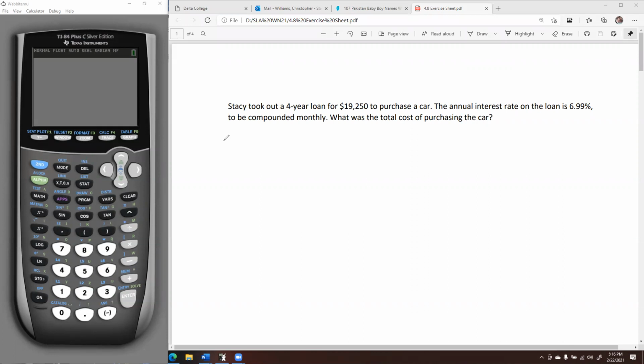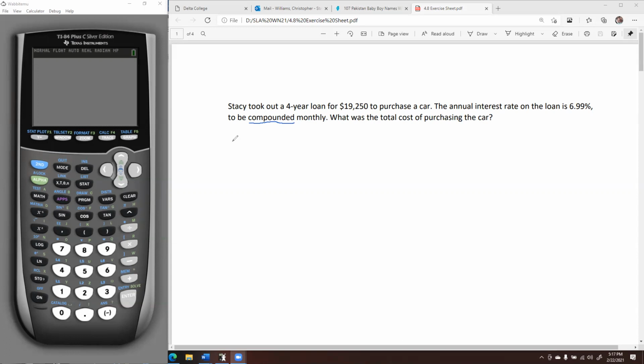Okay. Now, the first thing we want to do before we do anything else is figure out which of the 3 formulas we're going to use here. So, what we're doing is we're looking for particular words. And in this case, the word that jumps out at me is compounded right here. That's a dead giveaway that we're dealing with our compound interest formula.